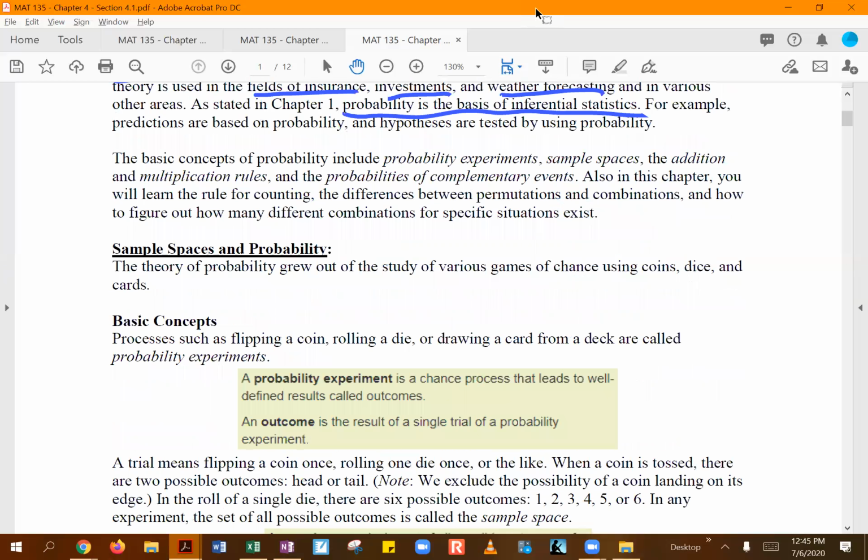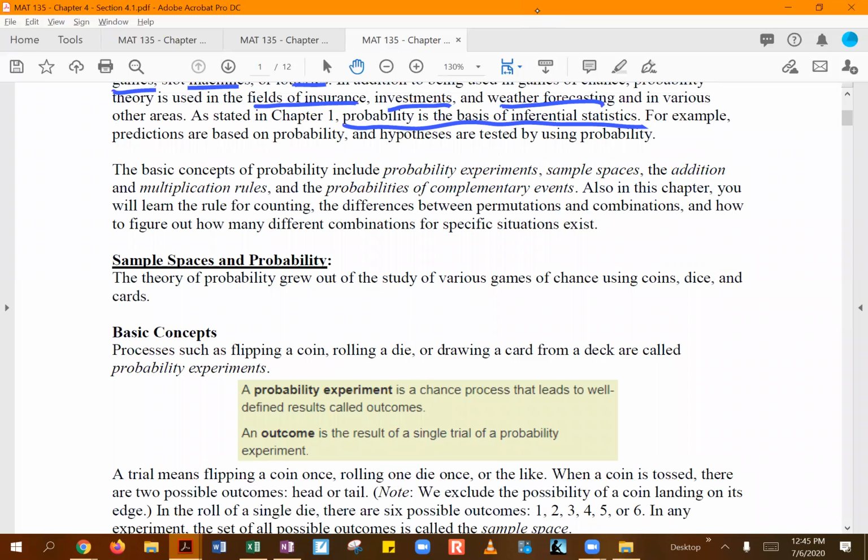So just as some basic concepts of probability here, we're talking about probability experiments and sample spaces. We will be talking about addition and multiplication rules. We will also look at how we can find probabilities of complementary events, because sometimes it's easier to find the probability of the complementary event than of the actual event itself. So we'll talk about that. Also, we will look at counting rules, permutations and combinations. And again, some of you must already be familiar with these calculations.